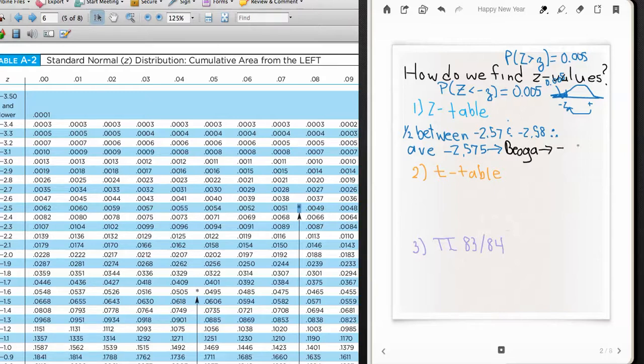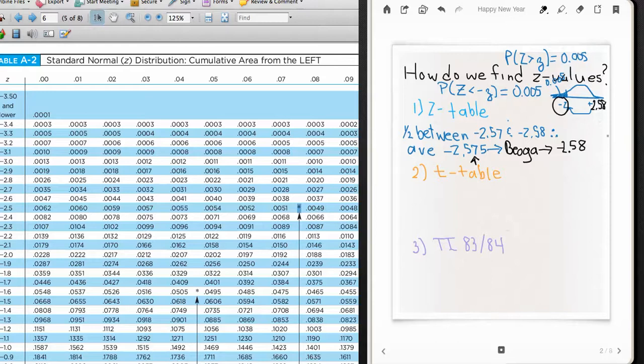So in Beoga, we're just going to use -2.58. We're going to use it rounded to that second decimal, or to the hundredths place. So that's what our value is here. Now remember, I said that this is my negative z-value, so my positive z-value would be 2.58.